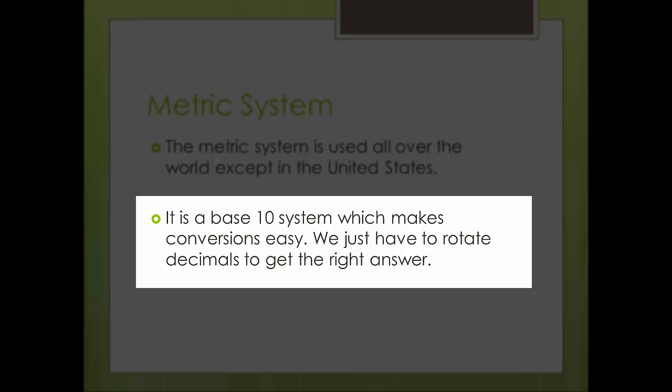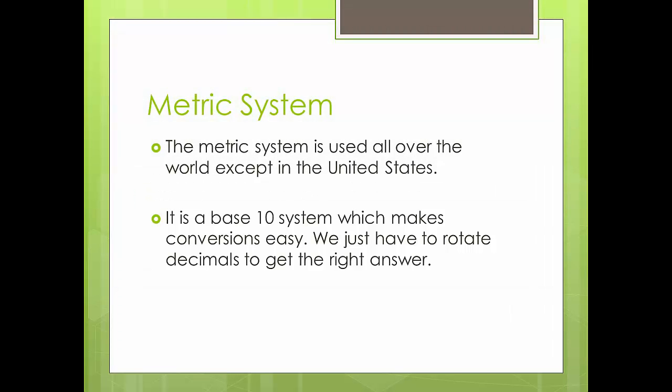The great thing about this is, just like the place value chart, the metric system is a base 10 system, which means that rather than moving numbers around, all we have to do is make a shortcut by moving the decimal around. And I'm going to show you an easy way we can do that now.